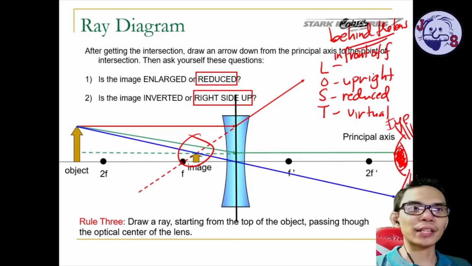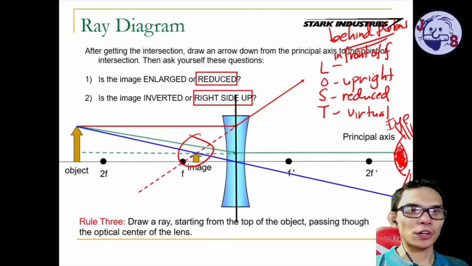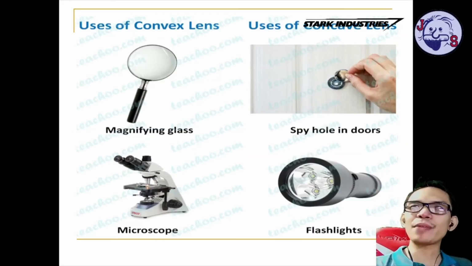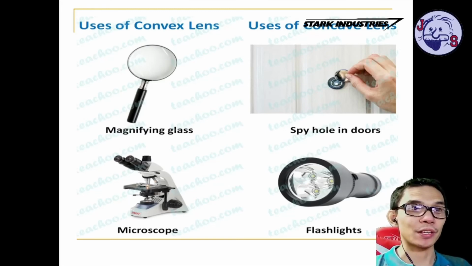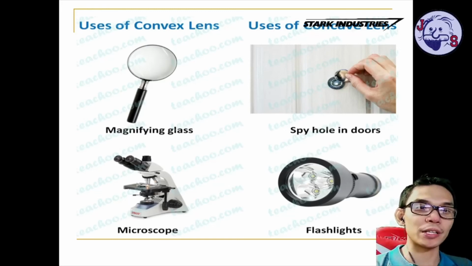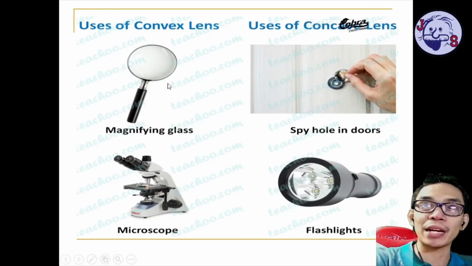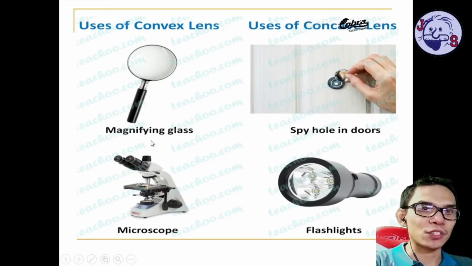So there you have it, the concave lens. With that, let's look at the applications of concave lenses, and of lenses in general, not only the concave but also the convex. Convex lenses can be seen in a magnifying glass, which is used to enlarge an image.